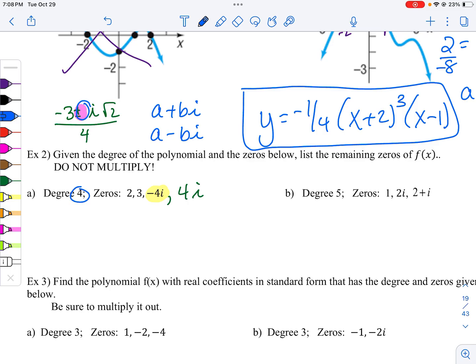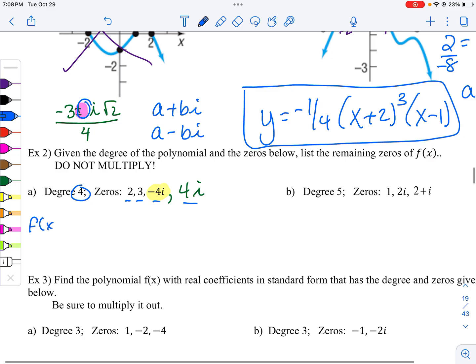All right, so that means I have to have 4 zeros. So I've got 1, 2, 3. Now I have 4 zeros. So my polynomial would have to be something like this. And it says don't multiply it out yet.